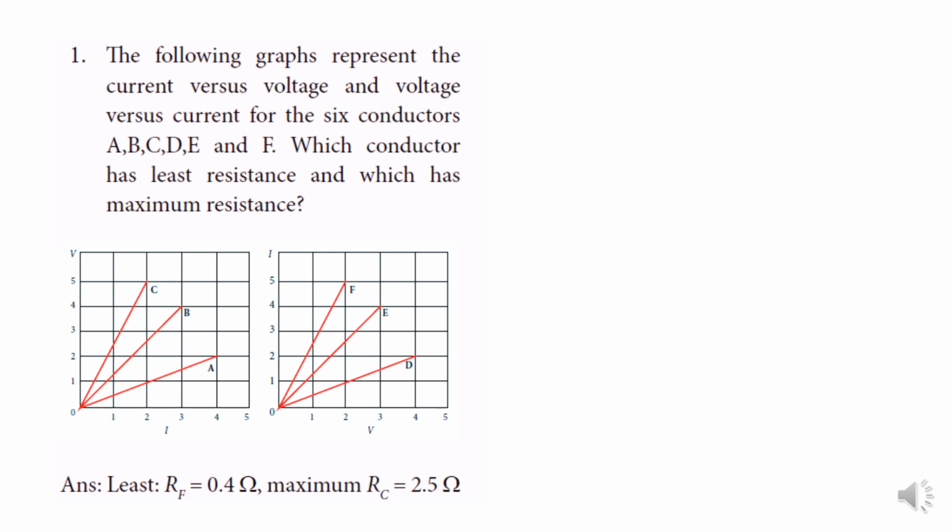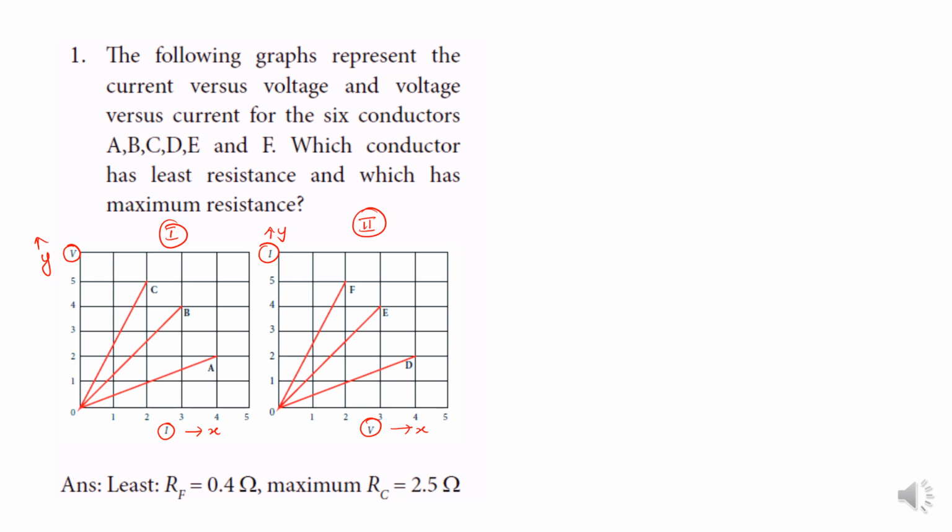See, for this graph we have V along y-axis and I along x-axis. Let this be graph 1. For graph 2, we have I along y-axis and V along x-axis. This may seem to be similar or same, but it is not so. Let us figure it out, okay?